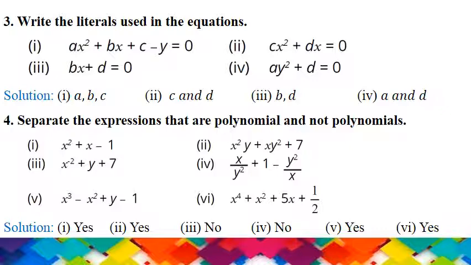And the sixth, the last one, x to the power 4 plus x square plus 5x plus 1 upon 2. We are watching that all the variables have a positive exponent, so it is again a polynomial.